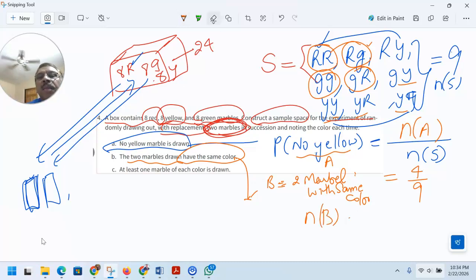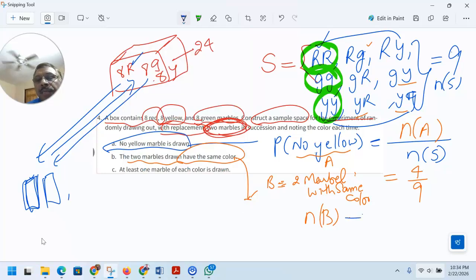You can see from here, the ones that have the same color are red, red, green, green, yellow, yellow. So there are 3 of them. So your answer is 3 out of 9. So the probability that the outcome will have the same color means out of 9 there are 3 of them, and you're done.